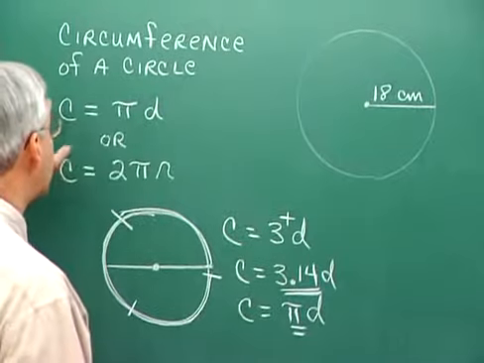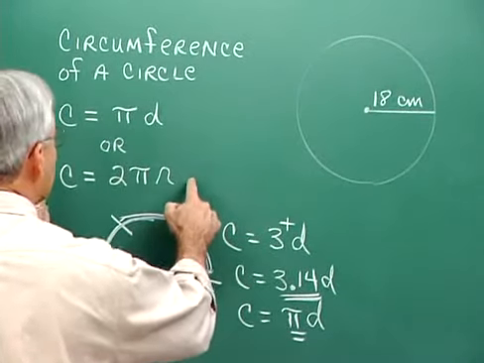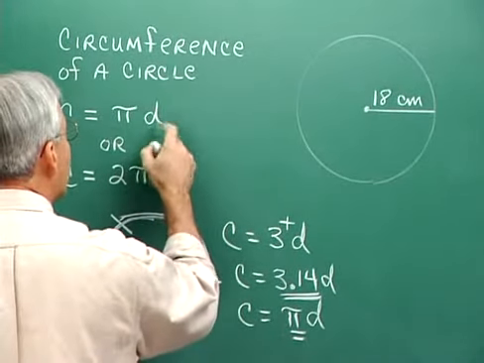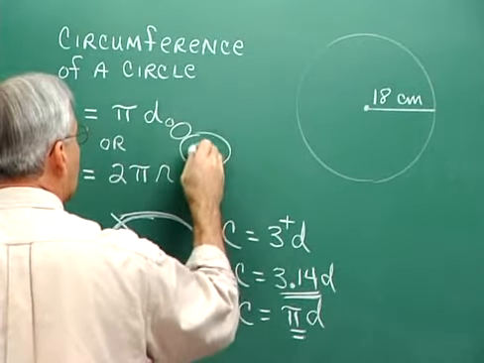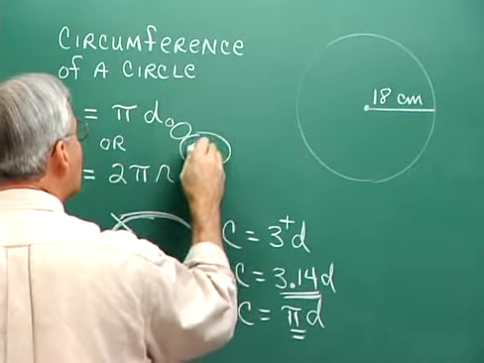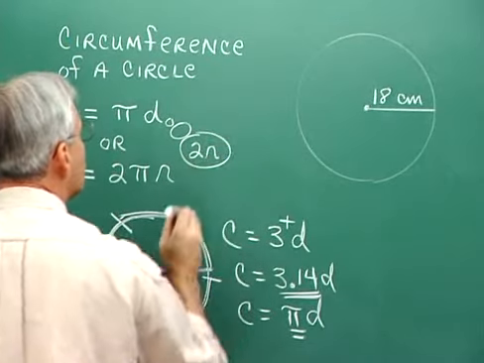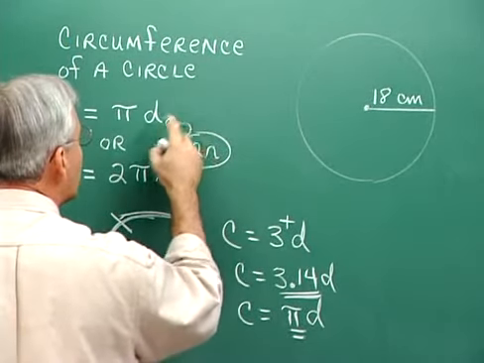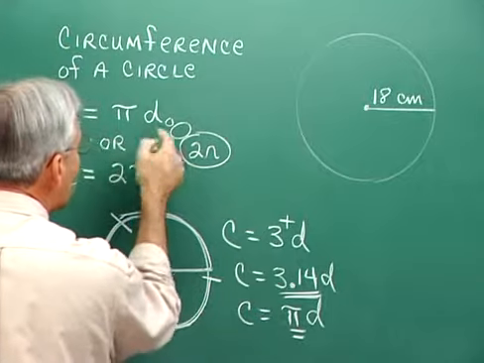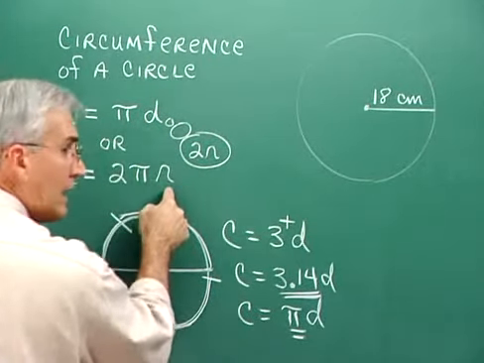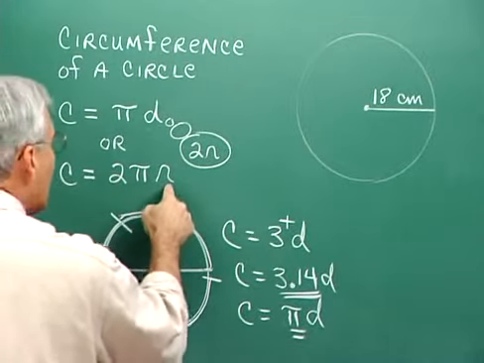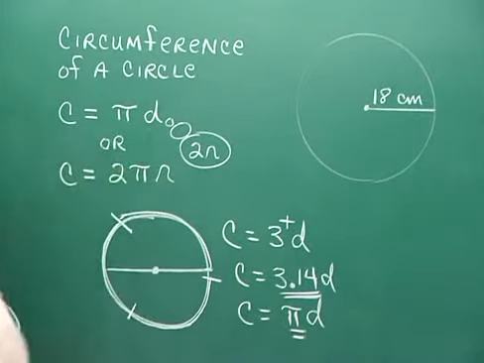Now, a variation of the formula is this, because you know that diameter is really 2 times the radius. So if the diameter is 2 times the radius, imagine replacing this with 2r and put the 2 over here and the r right here. So the circumference is 2 pi r, and that's an equivalent formula to this.